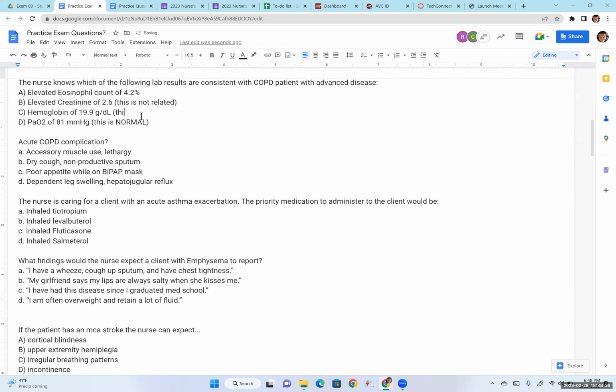Okay, this is high, which is polycythemia, right? A complication of chronic bronchitis. Is it differentiating the question? So we assume it's either one, right? So this would be the correct answer.